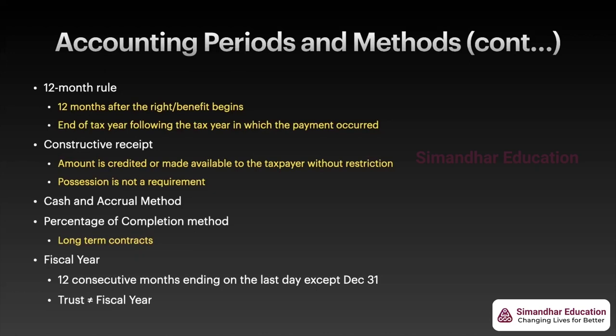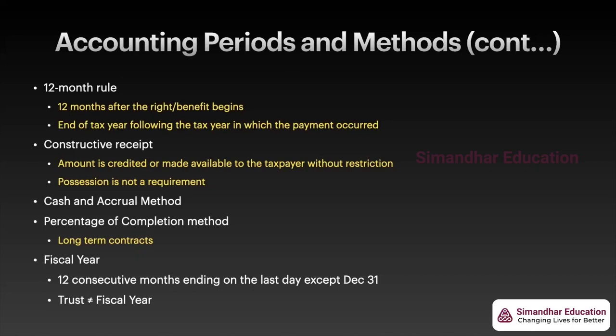Fiscal year, like we spoke about, is any 12 consecutive months which ends on the last day of any month except December 31st. Now, this could be the tax year that we follow in India. It could be April 1st to March 31st. That could be called a fiscal year for US tax purposes. It could also be from July 1st to June 30th, which most of the accounting firms, all of the Big Four, follow as their fiscal year. The tax year would be July 1st to June 30th.